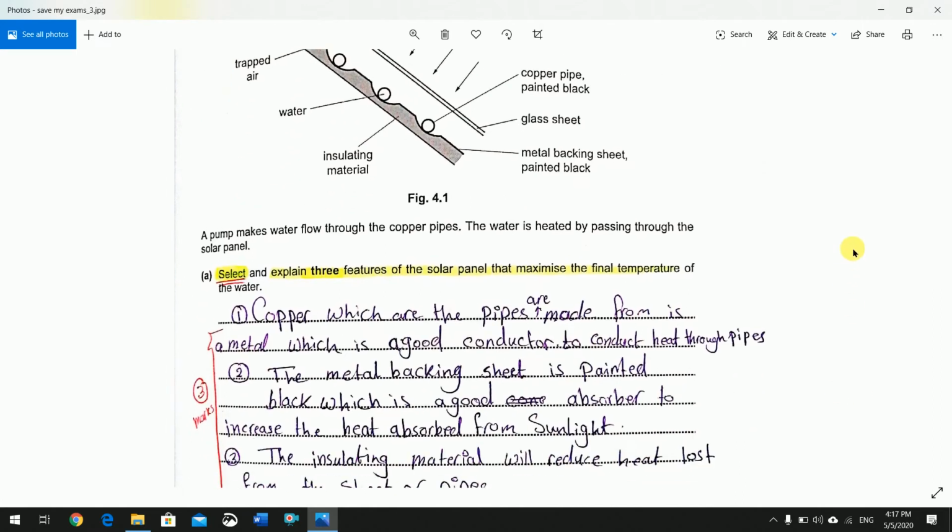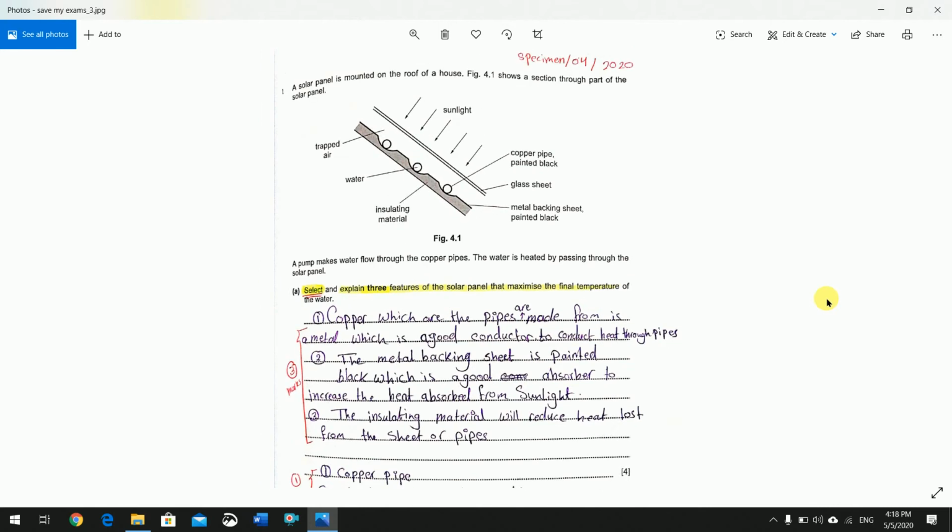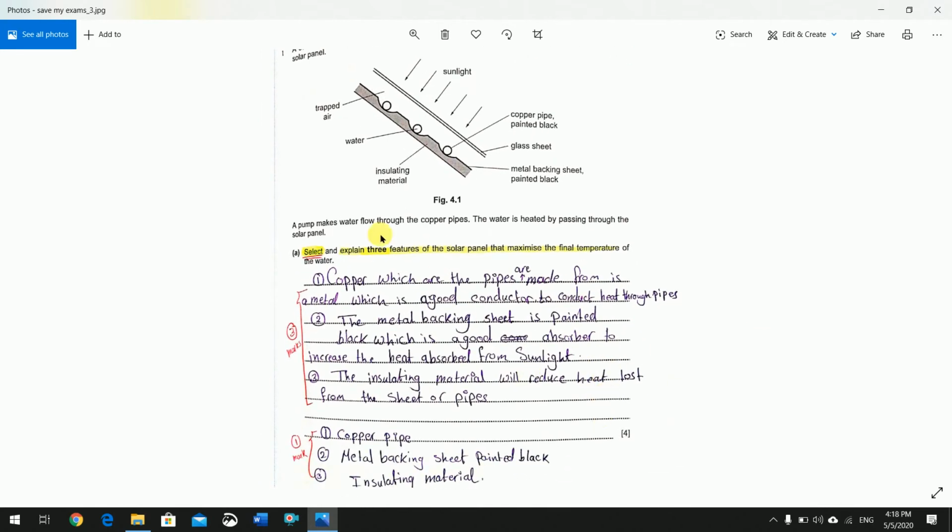So we want the temperature of the water to be increased. Now, since we have 3 features, why do we have 4 marks? So the listing is 1 mark and the explanation part is 3 marks. So first of all, let's go to the listing.